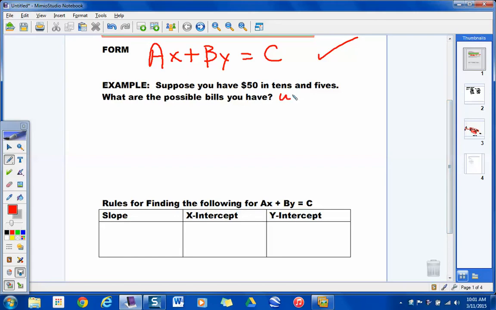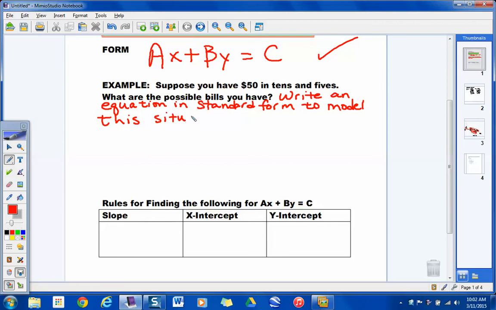You might want to write this down. Write an equation in standard form to model this situation. Okay? So take a second and write that down.